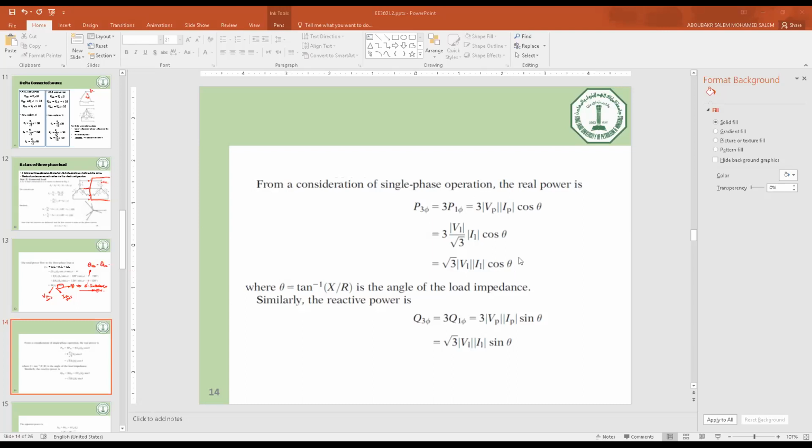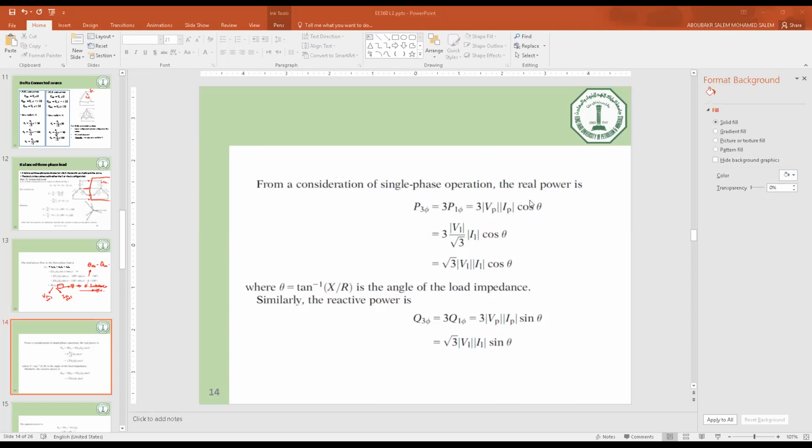Is square root of 3 V line I line cosine theta also valid for delta connection? Let's assume we have a delta connection. For delta connection, I line equals I phase multiplied by square root of 3. So if you substitute here, 3 equals square root of 3 multiplied by square root of 3, so square root of 3 multiplied by I phase equals I line. So we can say also in delta connection that the power equals square root of 3 V line, which is similar to V phase in delta connection, multiplied by I line cosine theta.